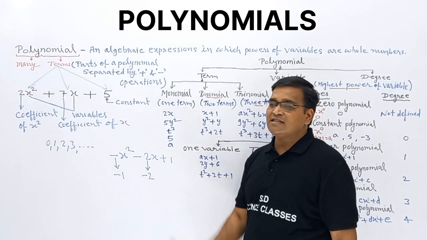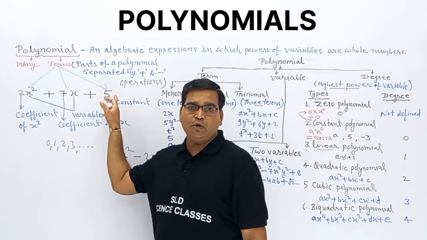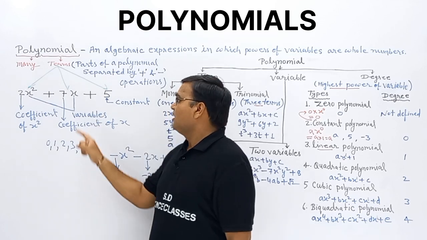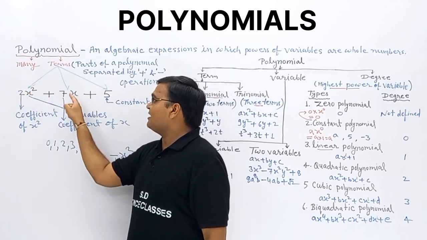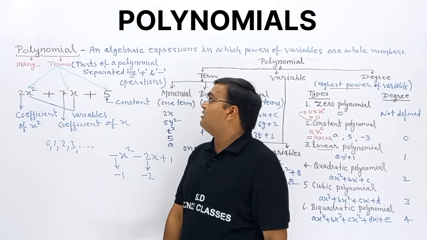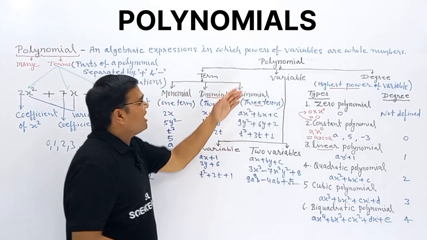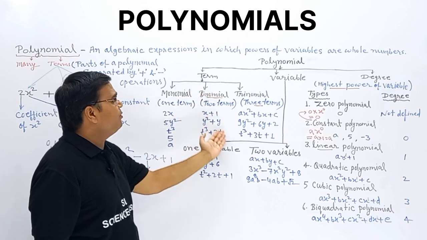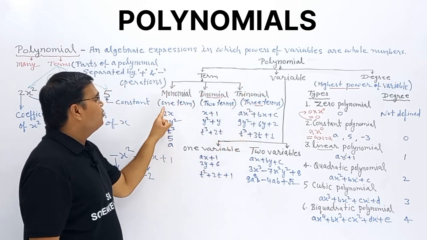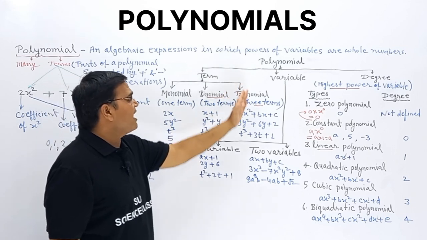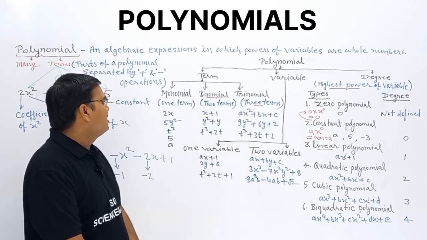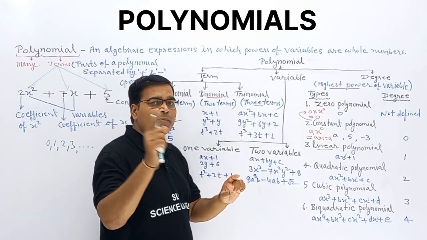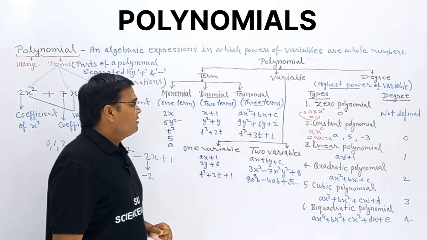Clear? Now this one is the example. 5 is the constant, it is not varying, but x is a variable, it is varying throughout the problem. 2 is the coefficient of x square, and 7 is the coefficient of x. Clear? Then we discussed different types of polynomials on the basis of terms: monomial, binomial, trinomial. Monomials have 1 term, binomials have 2 terms, trinomials have 3 terms. Clear? In which we have 3 terms, 1, 2, 3, and terms are separated by plus minus.